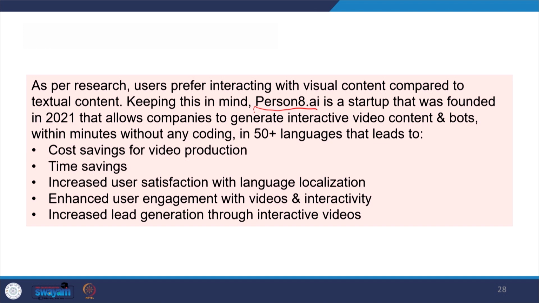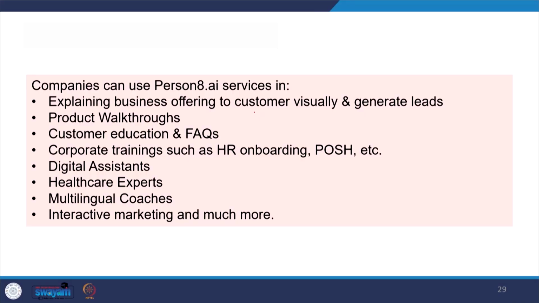So, recently this company has got some customers in different parts of the world. For example, in Finland, in India there are a few companies. So, a lot of governmental, non-governmental companies are now coming into the foray. They are trying to utilize the service of this company because they want to reduce human effort and use as much of this service as possible. Companies can use Person8 services in explaining business offering to customers visually, right? Product walkthroughs, customer education, corporate training such as HR, onboarding and all, digital assistants, healthcare experts, multilingual coaches and interactive marketing and much more, right?